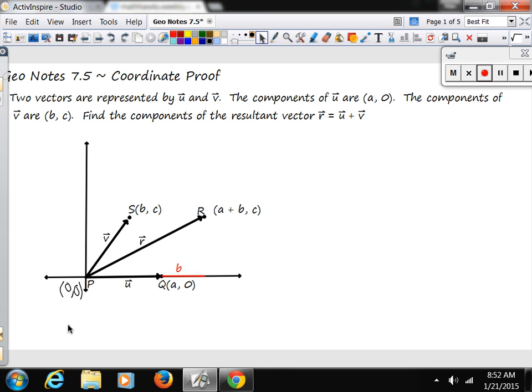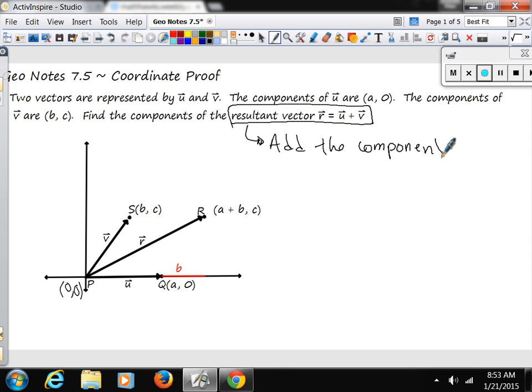Now, if you remember from before, we had the term resultant vector. This is what we get when we add the components of vectors. Could be two vectors that we're adding the components of. Could be three vectors that we're adding the components of. So the resultant is what you get when you put them together. That's the result. So vector U, remember the half arrow is your vector. Vector U was A, 0. Vector U went over A and went up 0.